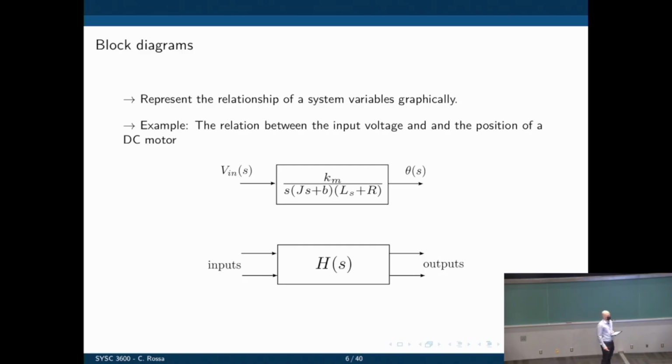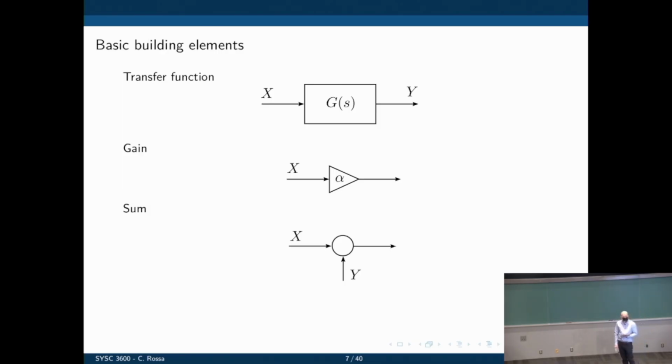Or in the case that we just saw, we may have more than one input and more than one output, and they can also be represented by a single block diagram that we see here. We had three basic operations. The first one is the multiplication, a transfer function g of s, and you remember that at the output here, y is simply g of s times x of s.